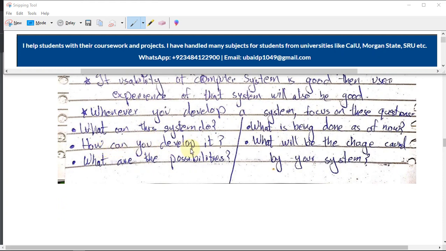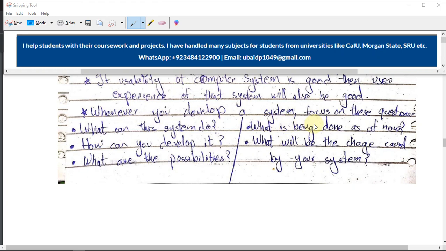And how can you develop it? What technologies will you be using in order to develop your software, and what are the possibilities? Till what extent can it go further, right? Think about that when you are developing software, and make sure to properly follow the steps for that, like making diagrams for data flow and things like that.